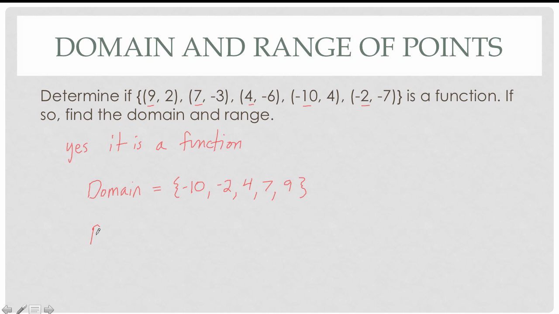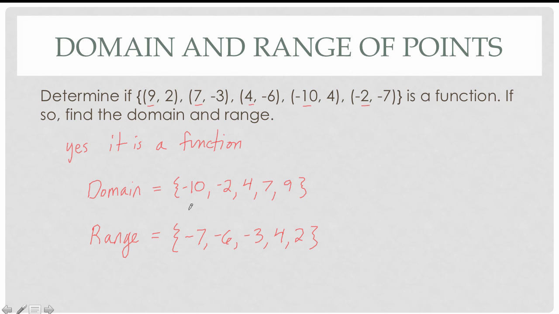The range is all the possible y values. So what do I get back? My y values are 2, -3, -6, 4, and -7. So the range would be, let's go -7. That's a value I get back, -6, -3, 4, and 2.